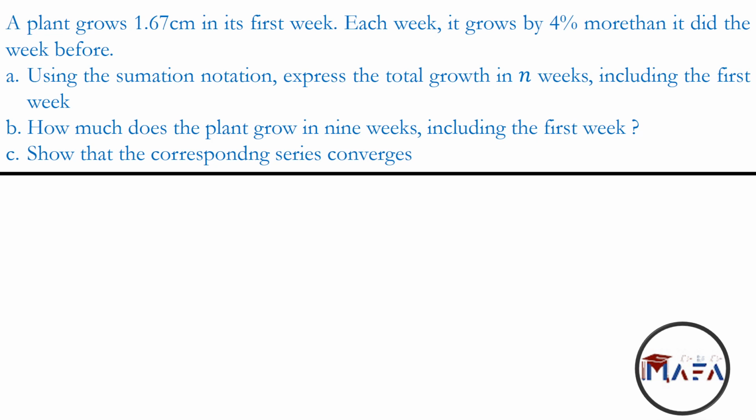A. Using the summation notation, express the total growth in n weeks including the first week. B. How much does the plant grow in 9 weeks including the first week? And C. Show that the corresponding sequence converges.